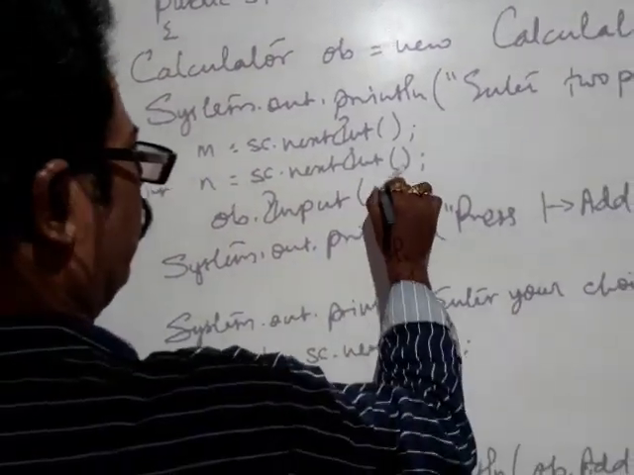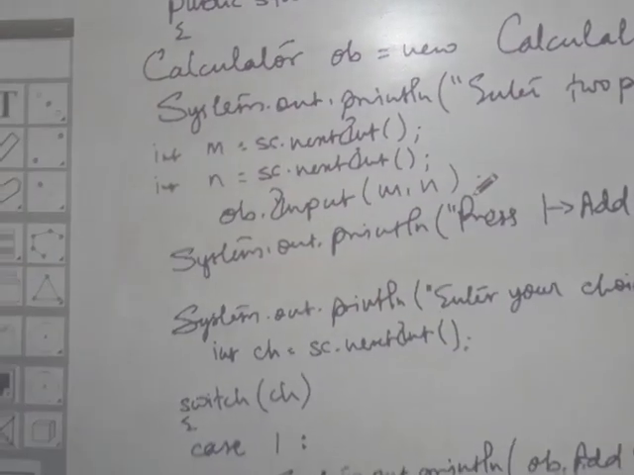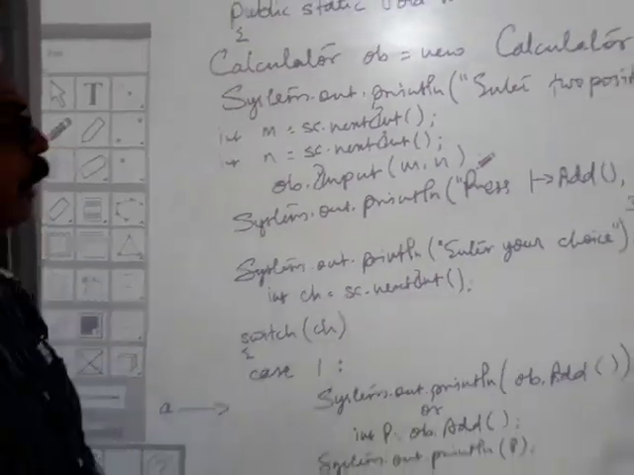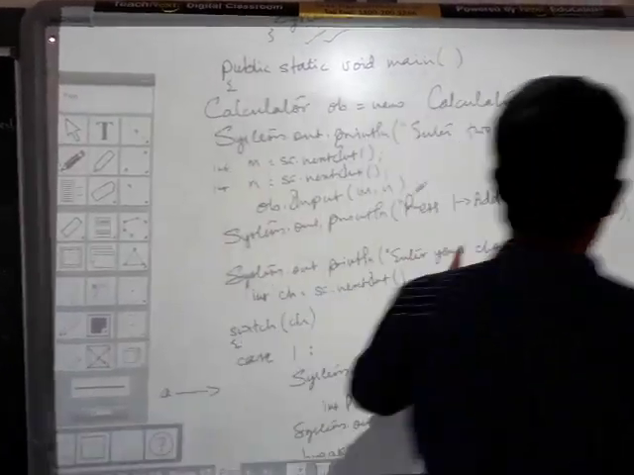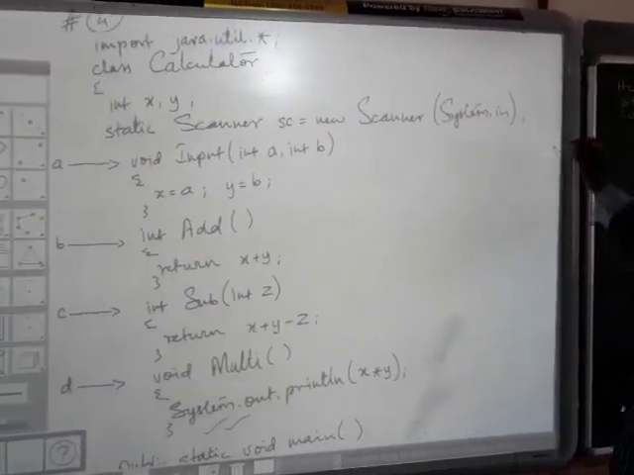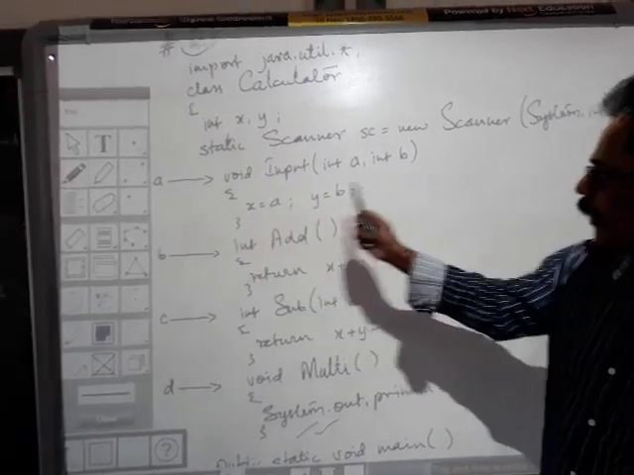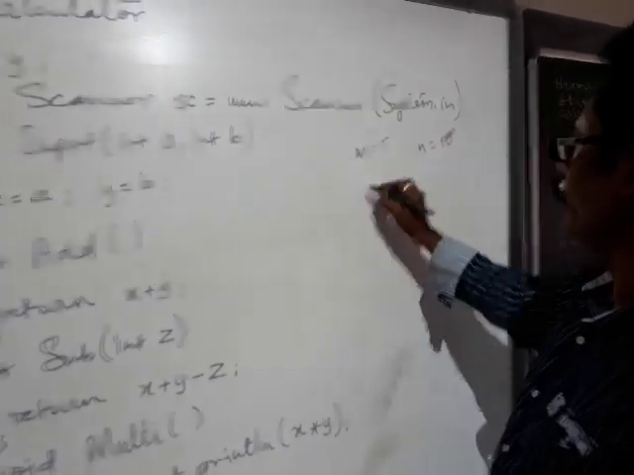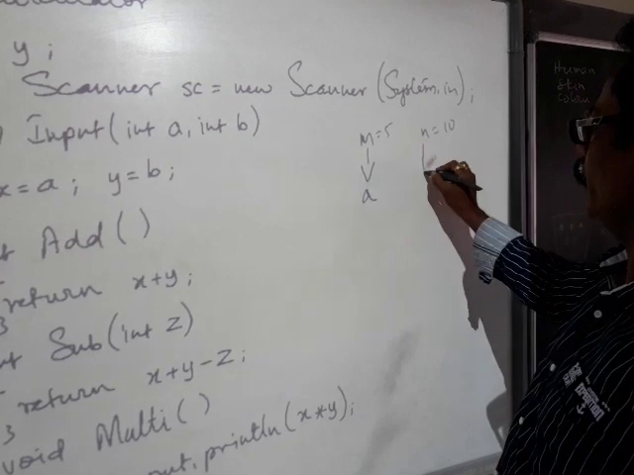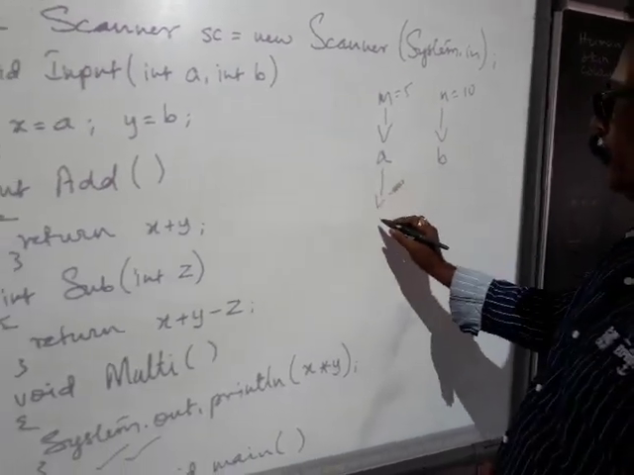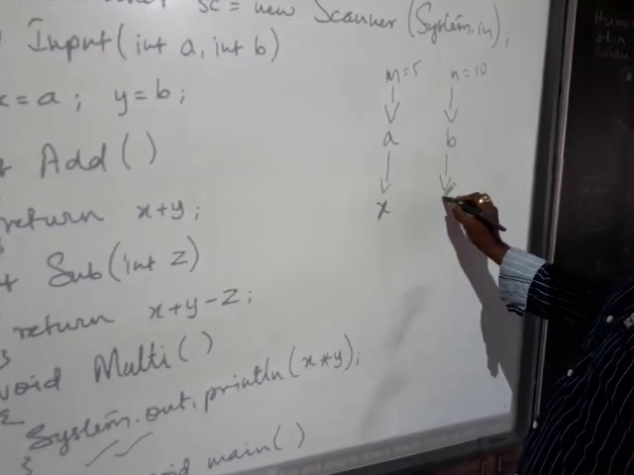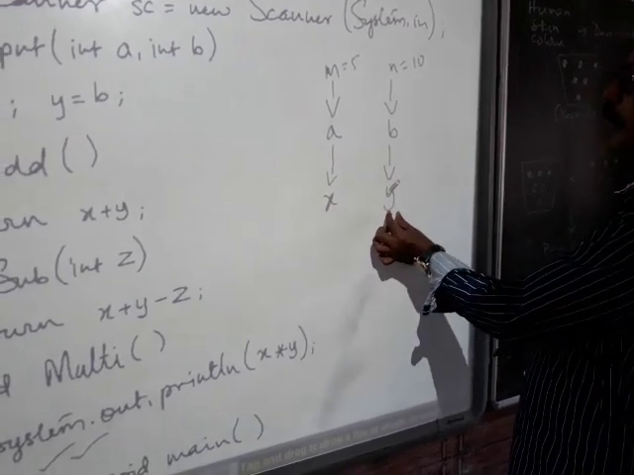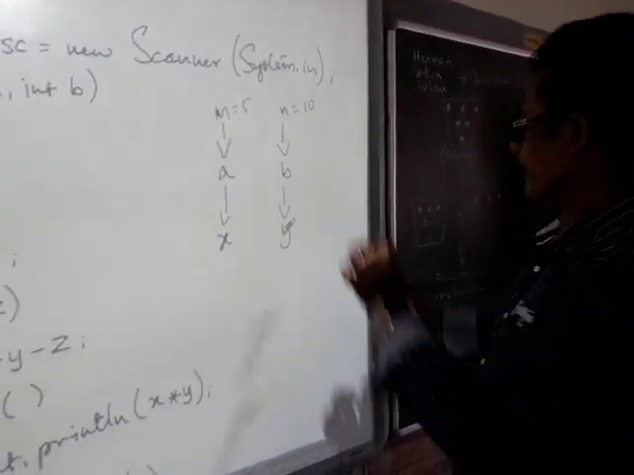Then m comma n will be passed into the input function. That means whatever values we assign to m and n will get stored into a and b when we call the input function, and then the a value gets stored into x and the b value gets stored into y. Suppose m is equal to 5 and n is equal to 10. The m value will get stored into a, the n value into b, and finally the a value will get stored into x and the b value into y. In other words, x will at the end store 5 and y will store 10 respectively.